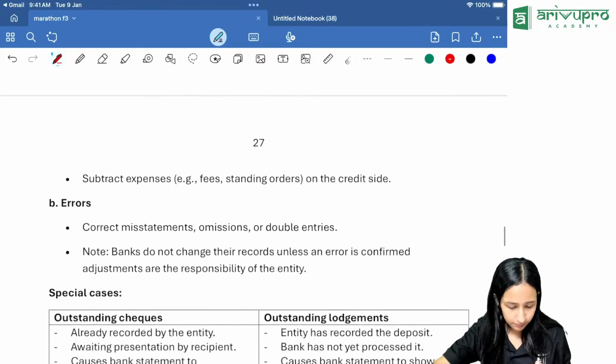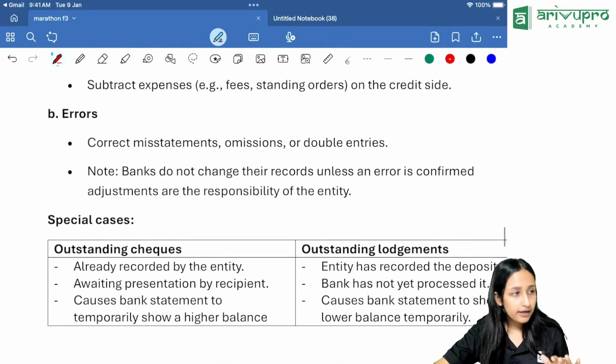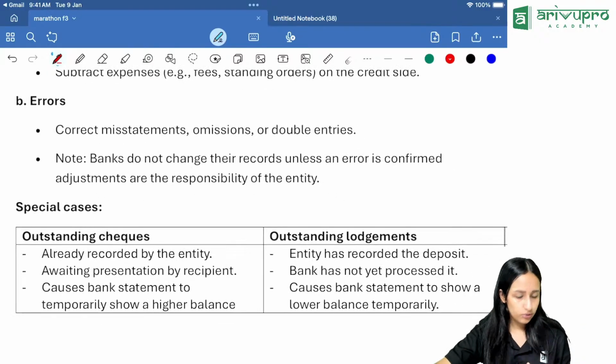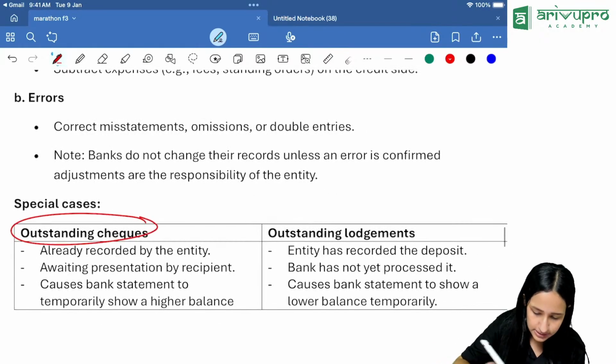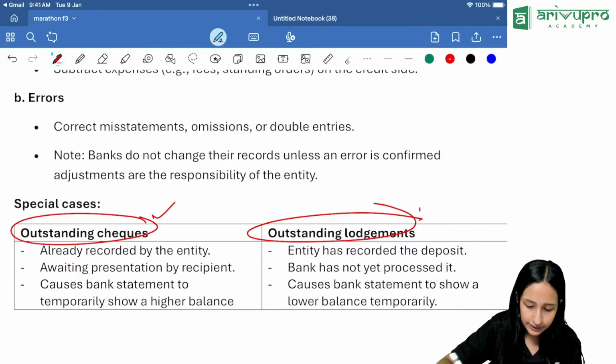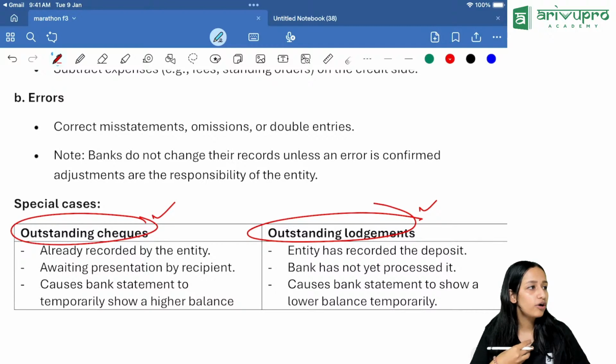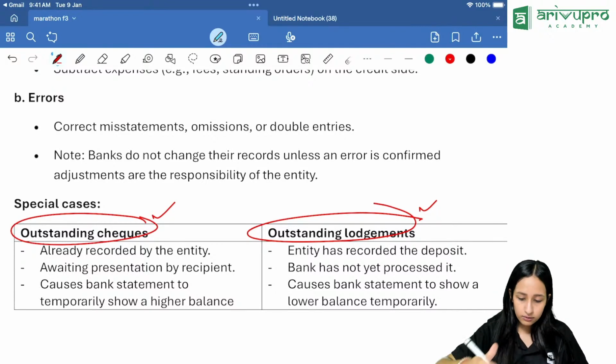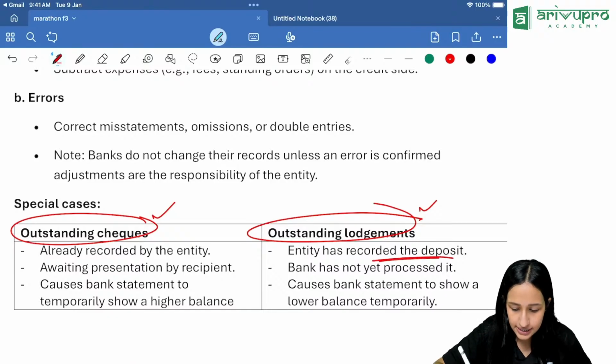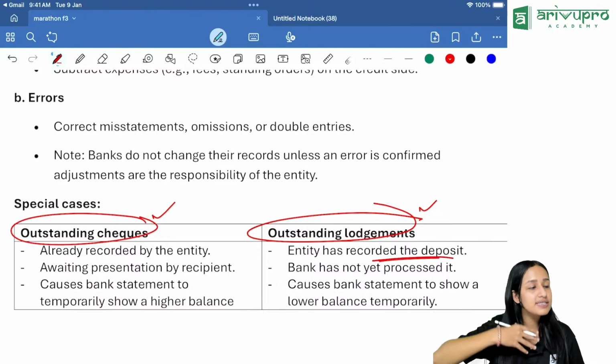Right. Next one. So if there's any error or anything, you will have to correct it. That's it. Okay. So these are the two special cases that we'll be talking about: outstanding checks and outstanding lodgements. Outstanding checks are what we have already paid. And outstanding lodgements are where the entity has recorded the deposit. We are receiving the money.